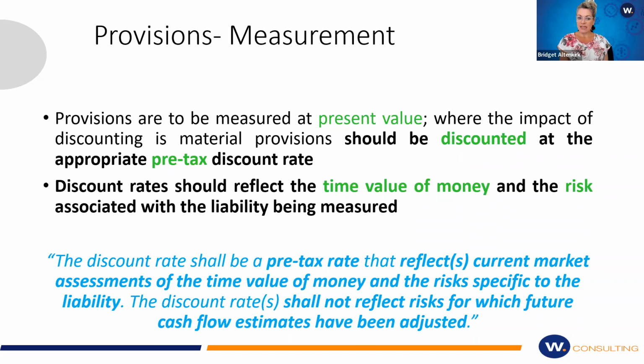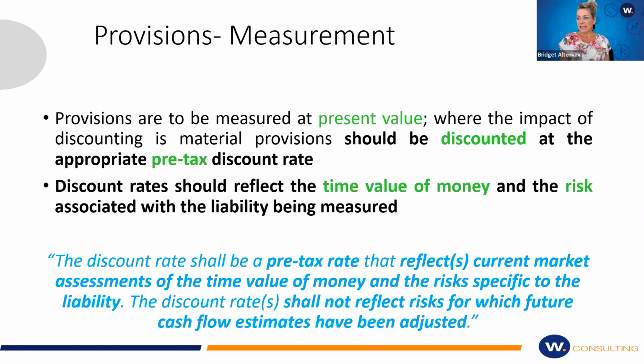And IAS 37 says in the discount rate, like IAS 36, it needs to be a pre-tax discount rate which needs to be used. And this discount rate must also take time value of money into account. In other words, take into account the fact that the purchasing power or the investment return on a particular unit of currency changes today over time.